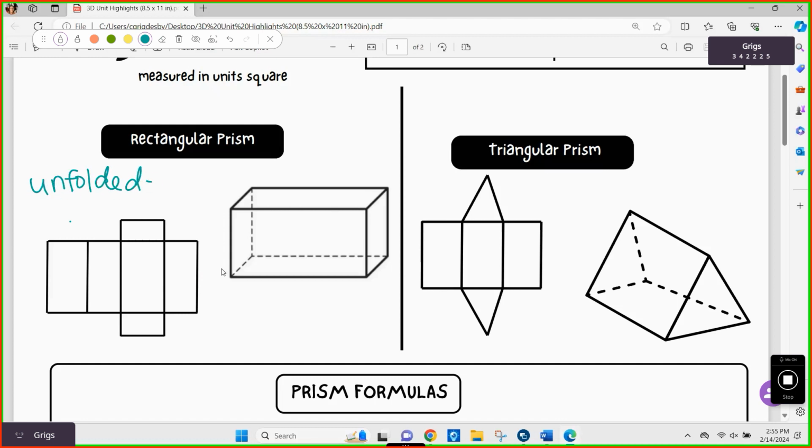Okay, so I would refer to the unfolded as the net figure. So that's my net figure. You'll mostly be given the total three-dimensional figure.